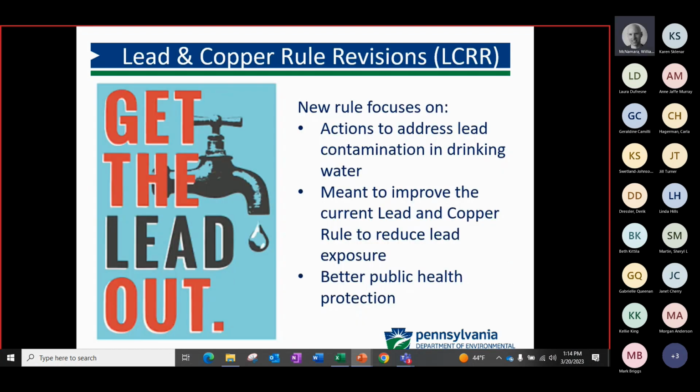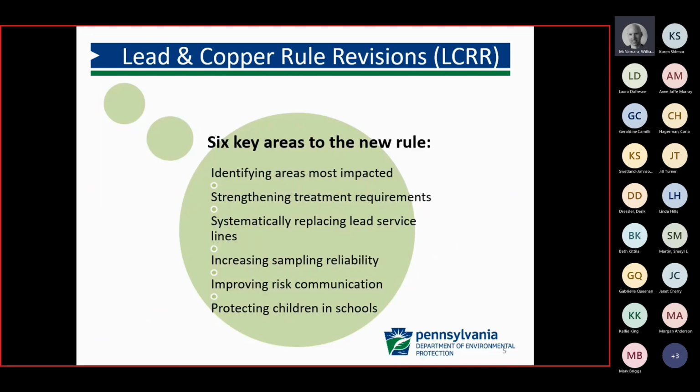All right, so why we're here, the lead and copper rule revisions came out at the federal level, which all of you are aware, to address lead contamination in drinking water. So this just strengthens the existing lead and copper rule that's been in effect. 6 new areas to the new rule, 6 key areas. First of all, identifying areas most impacted by lead, and that is the service line inventory. So that's what we're focusing on today.